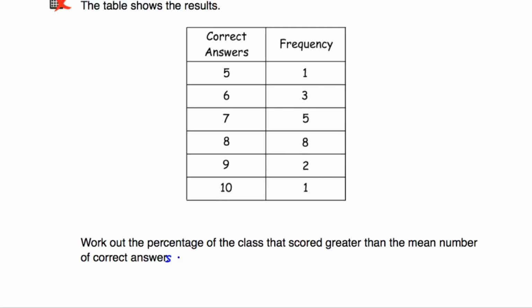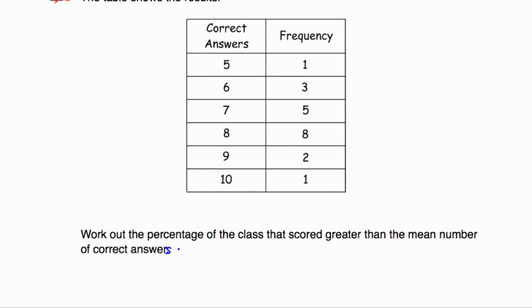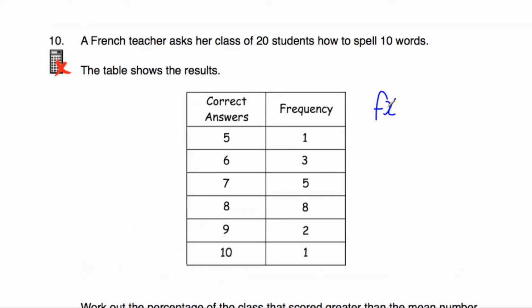So first of all, we want to find out the percentage of the class that scored greater than the mean. So we really need to work out the mean to then work out how many students scored greater than that amount, to then change that to a percentage. So let's find the mean. So let's add on our fx column, and to find the values in our fx column, we're going to multiply the frequency by the number of correct answers.